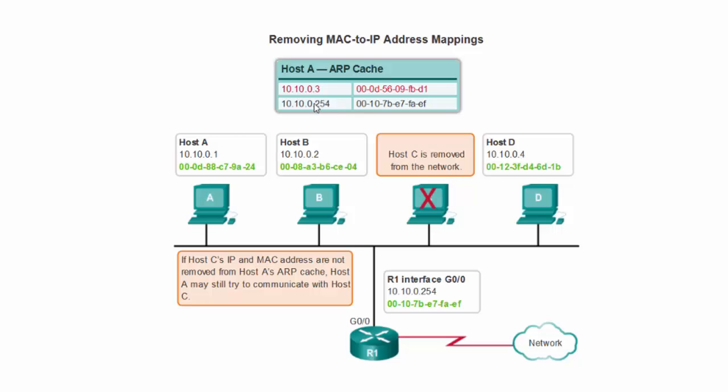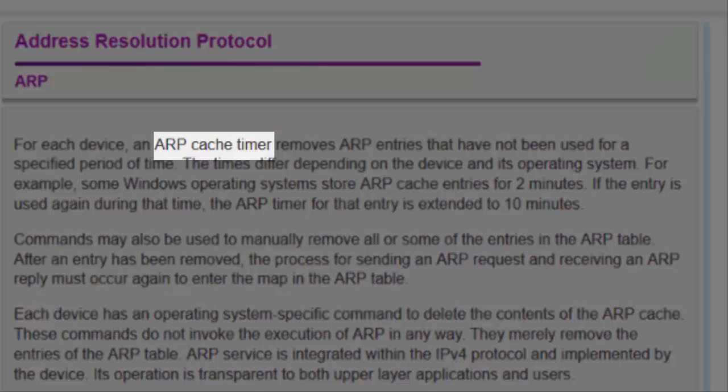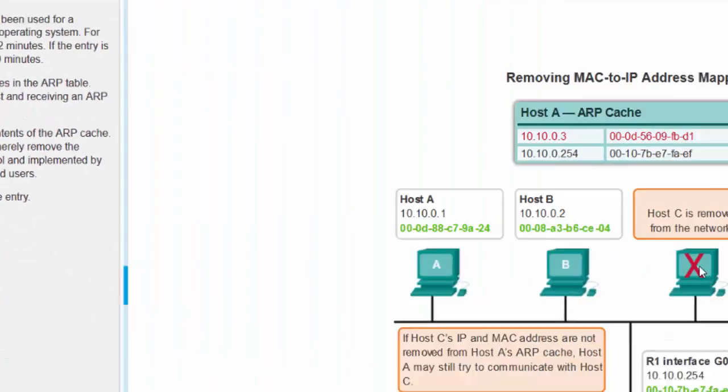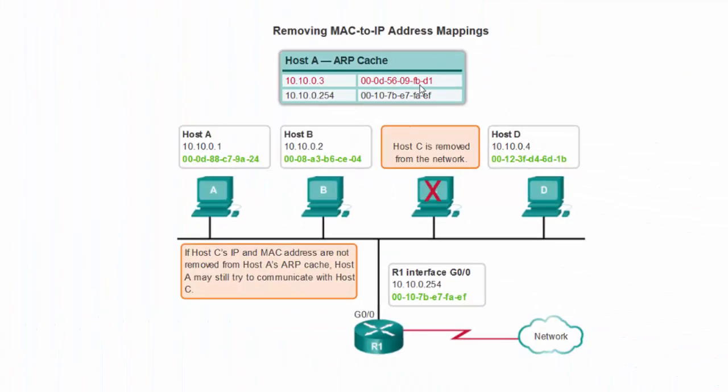Another characteristic of the ARP cache is that if one of these nodes is removed from the LAN, I need to be able to recognize the situation and update my table. This feature is done through a timer. Each node will maintain a timer for the ARP cache. If one of these nodes is down, then this entry will not be used for some time.